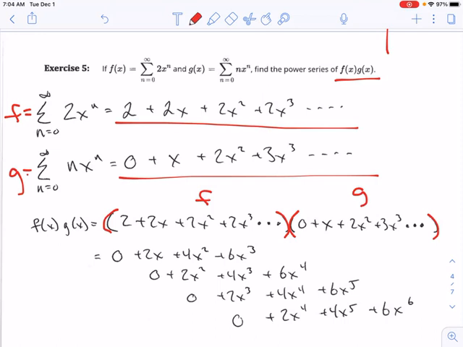Everything with series is looking for patterns, so we want to do this very methodically. So what I'm doing is I take g, and we're using the distributive property here. I'm multiplying g by 2, the first term here. Multiply every term in g by 2, and I get this. So 2 times 0 is 0. 2 times x is 2x. 2 times 2x squared is 4x squared. 2 times 3x cubed is 6x cubed.